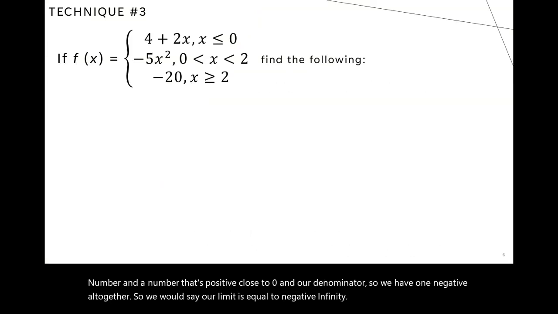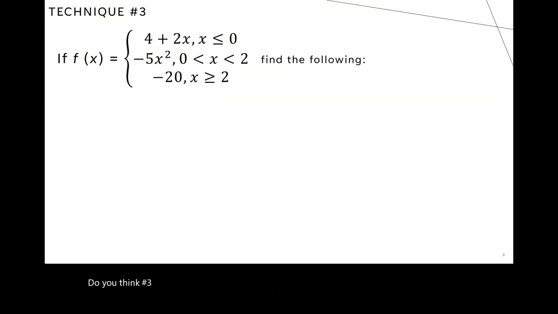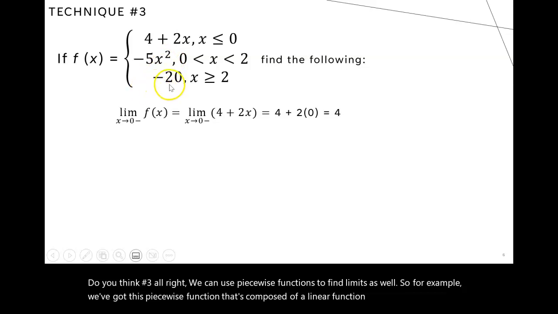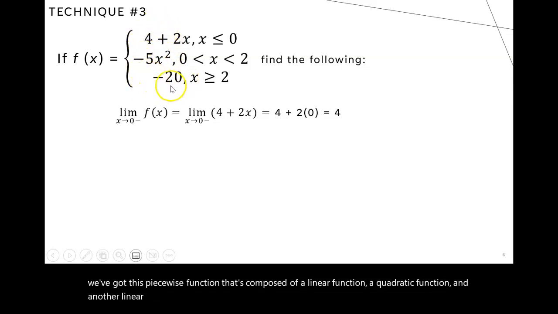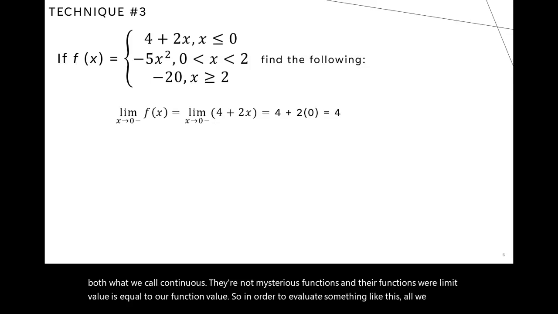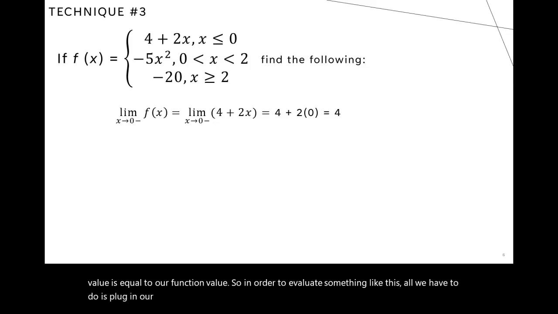Technique number 3, we can use piecewise functions to find limits as well. So for example, we've got this piecewise function that's composed of a linear function, a quadratic function, and another linear function. One of the things that we'll learn later on is that these functions are what we call continuous. They're not mysterious functions, and they're functions where our limit value is equal to our function value. So in order to evaluate something like this, all we have to do is plug in our x value into the right piece of our function.